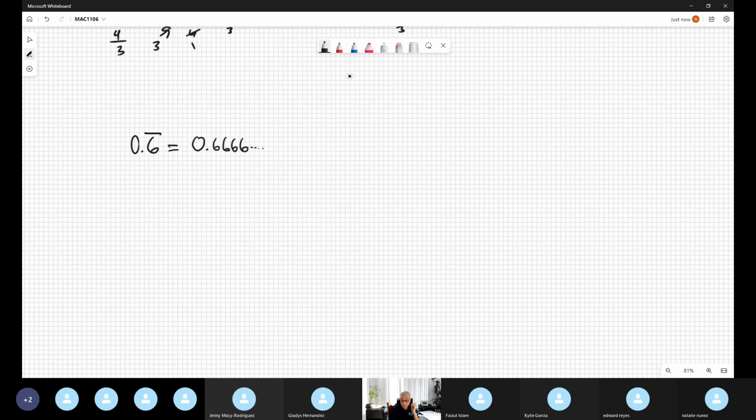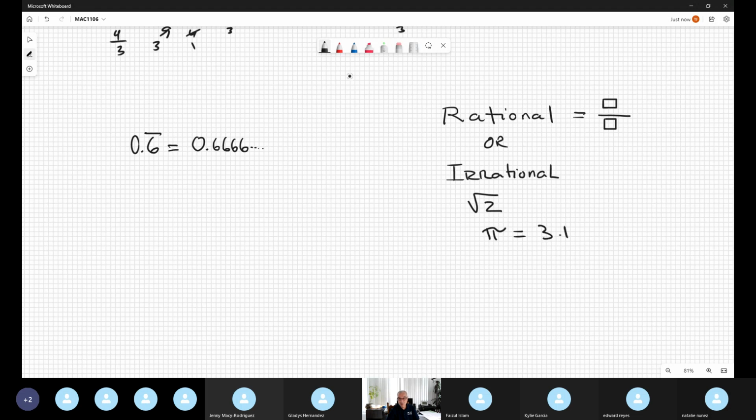It's a repeated decimal. My question is, is this number rational or irrational? Do you remember the definitions? Rational is a number that we can express as a fraction, something divided by something. And irrational is a number that we cannot express as a fraction. There are several examples of irrational numbers, like square root of 2, pi, 3.14159, with infinitely many non-repeating digits.